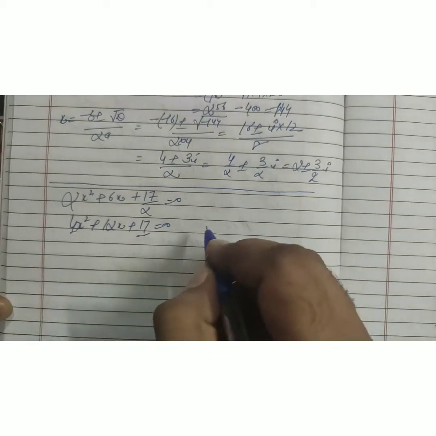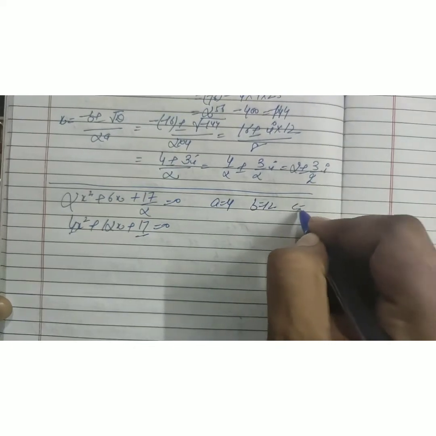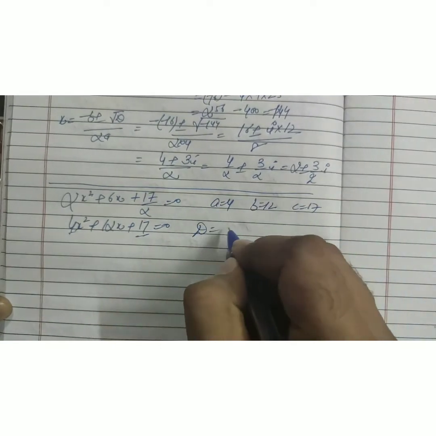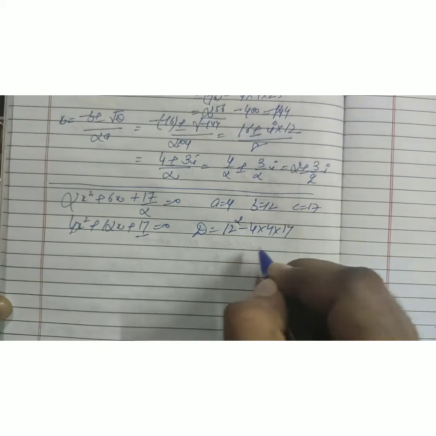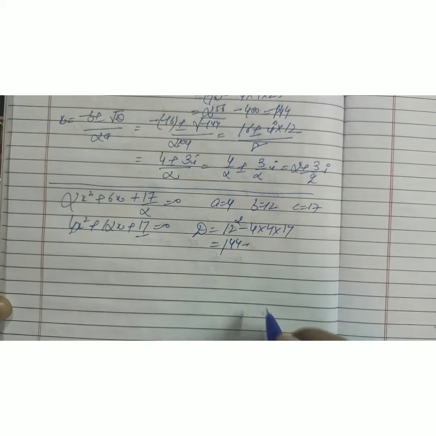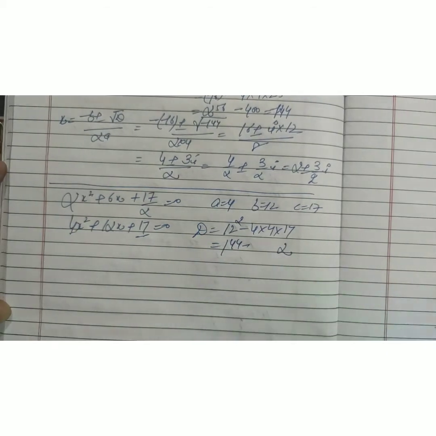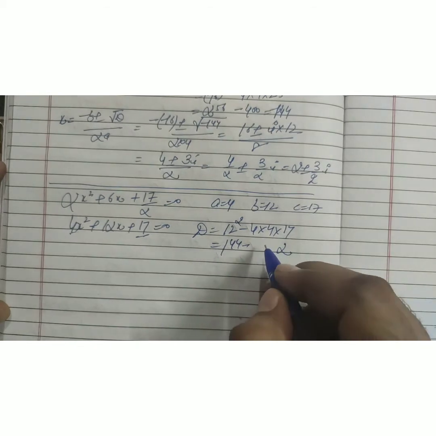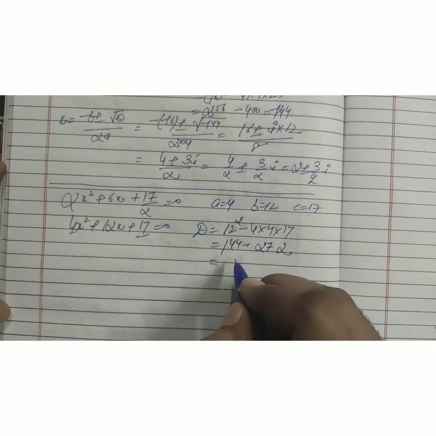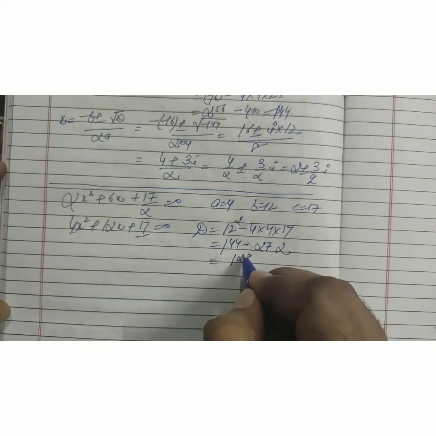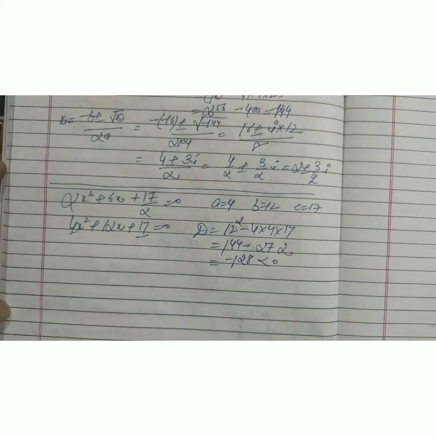So using the quadratic formula, here the value of A comes out 4, B becomes 12, C becomes 17. The D value becomes B square minus 4 into A into C. It is 144 minus 272, which is minus 128. We get the value of D as a minus symbol. Less than 0 means not real, means imaginary roots are there.